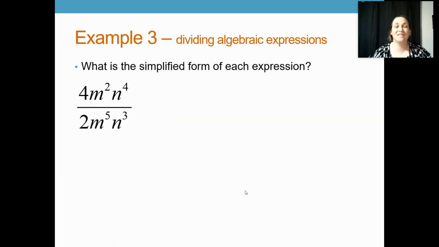So here is example 3. Now in this example, I made it a little bit more complicated. I threw in some coefficients, some front numbers, and there's more than one type of variable.